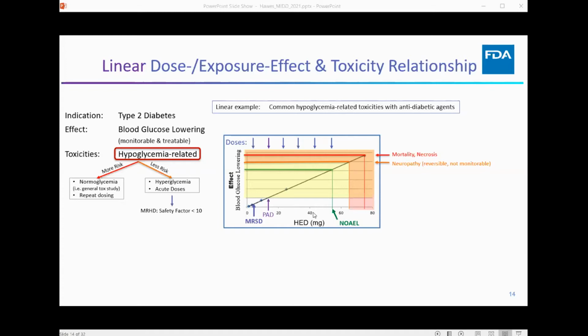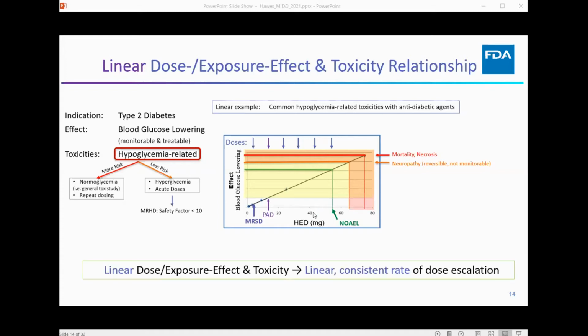In fact, human equivalent doses approaching the NOAEL in diabetic patients, the indicated population, may be considered acceptable, especially given that the pharmacodynamic activity, i.e. blood glucose levels, can be easily monitored.